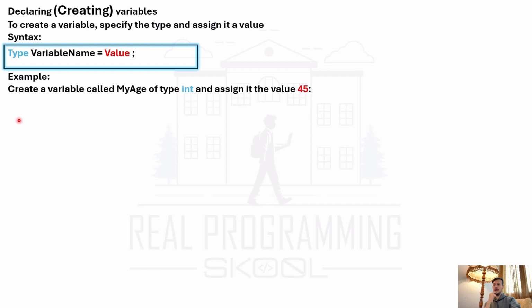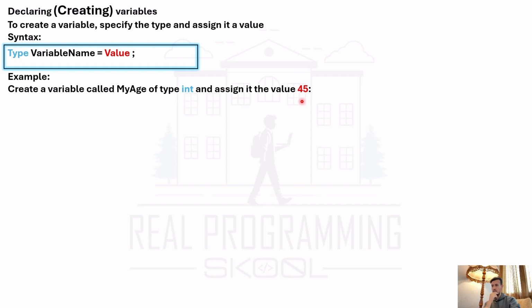So let us have an example. Create a variable called my age. Perfect, they want the variable name to be my age of the type integer. The data type they wanted is integer, which means the variable will hold a number, and assign it the value 45. Good, the number is 45 without fractions, because data type integer holds a whole number, it's not float or double. Float or double also hold numbers but with fractions, but integer just holds a number without fractions.